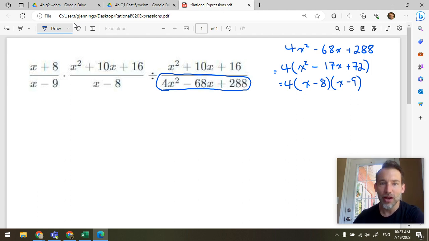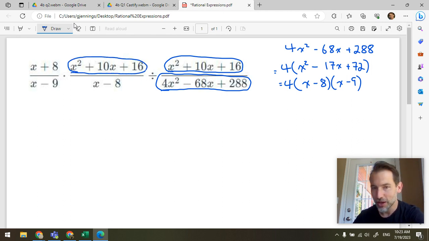Now let's factor this one. Maybe that has rough work too. I see it shows up twice, but I still want to factor it, and I'll show you why. Why wouldn't I need to factor it? Well, you'll see in a second.